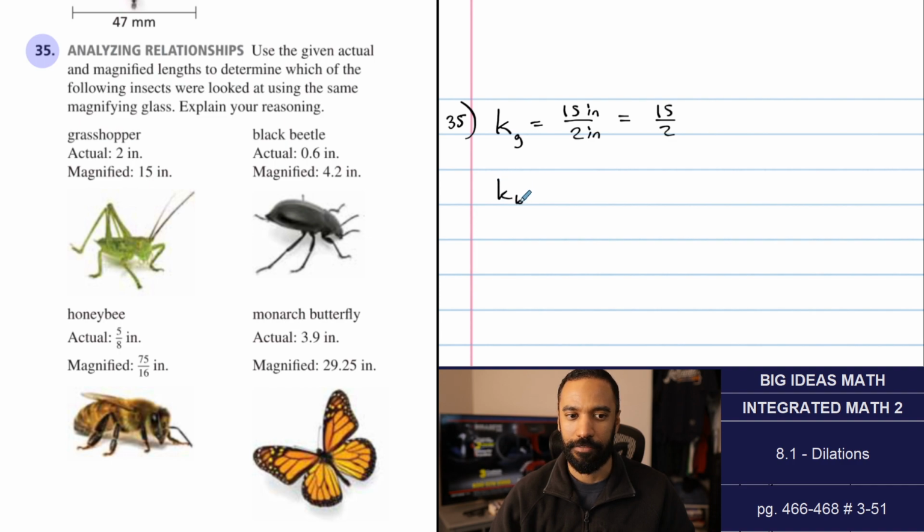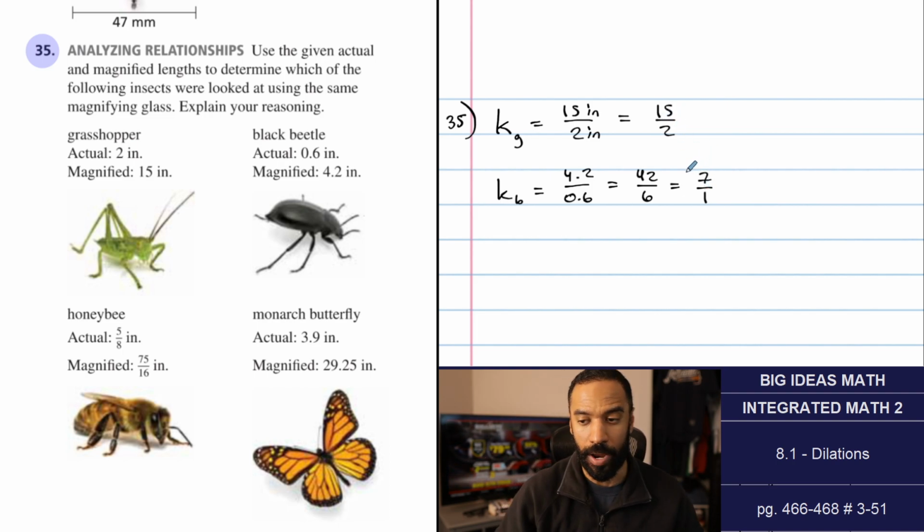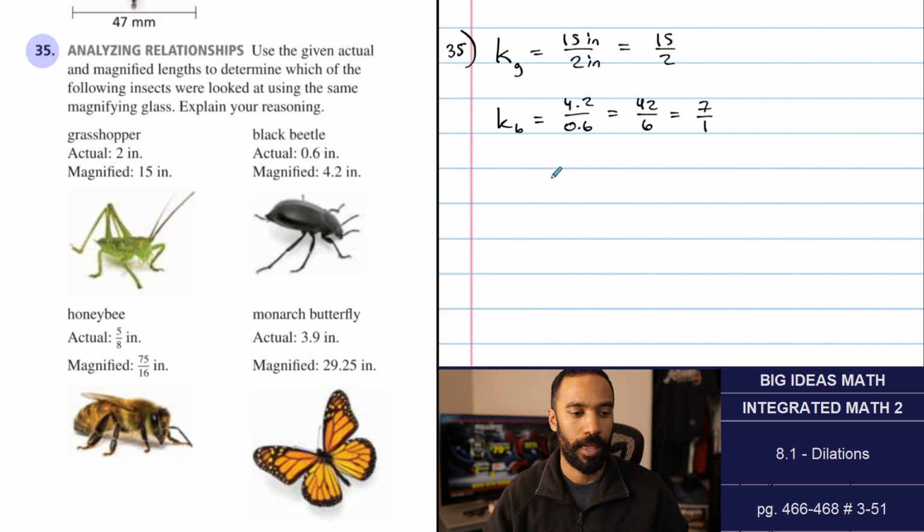Scale factor of the black beetle, we're going to do 4.2 over 0.6. Now, the easiest way to do something like this is, although I know the answer, it's 42 over 6. Just do a decimal shift, and that's 7. That's 7 over 1. 15 over 2 is not the same as 7 over 1. I'm basically going to write the reduced fraction of all of these. So those are not the same magnifying glass.